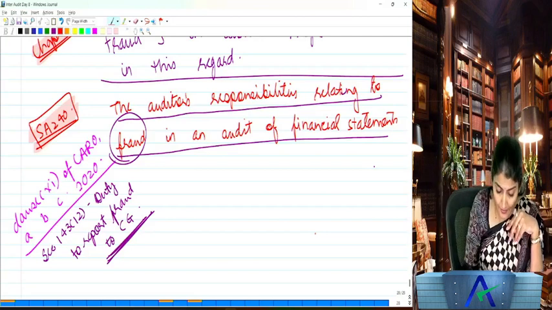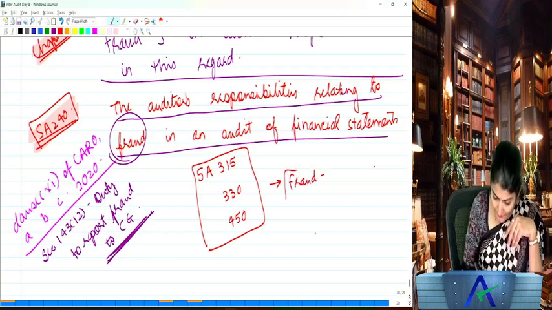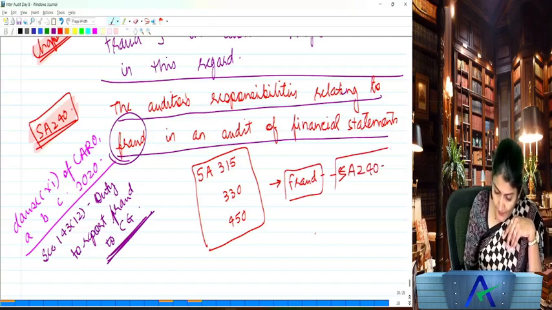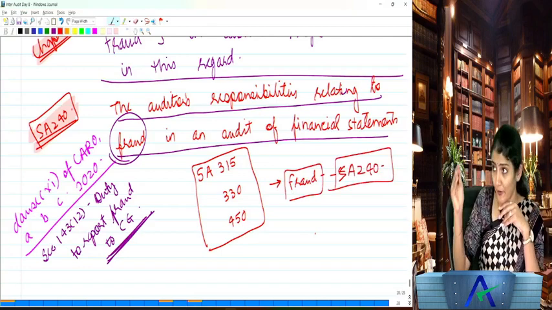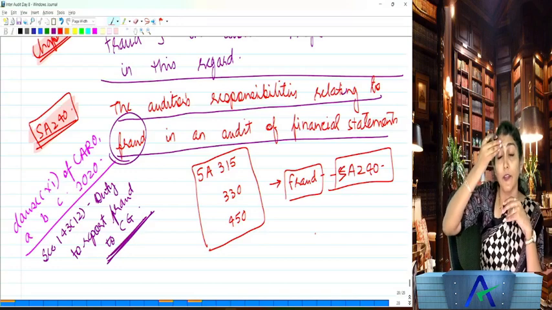Are you understanding that? So can I say that we are discussing SA 315, 330, 450 for fraud in 240. We are discussing SA 315, 330, 450, but because it is due to fraud, we discuss it in 240.